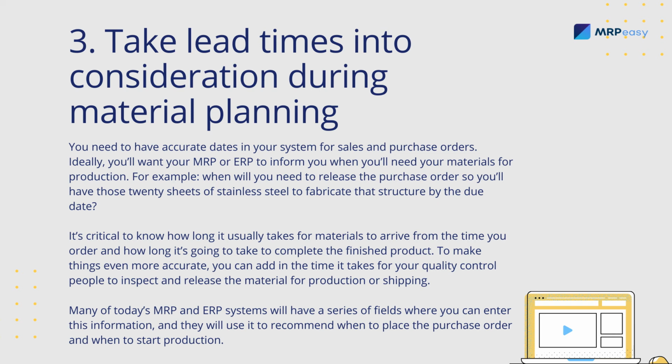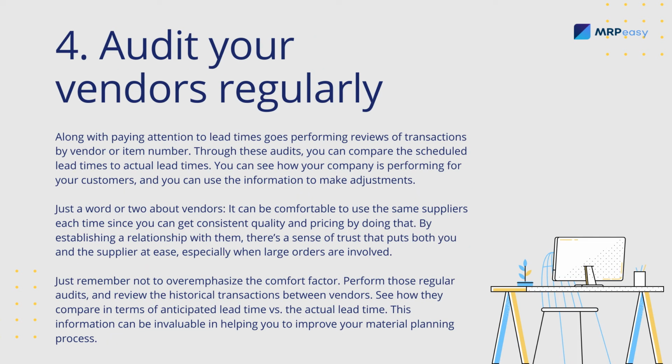Number 4. Audit your vendors regularly. Along with paying attention to lead times goes performing reviews of transactions by vendor or item number. Through these audits, you can compare the scheduled lead times to actual lead times. You can see how your company is performing for your customers, and you can use the information to make adjustments.